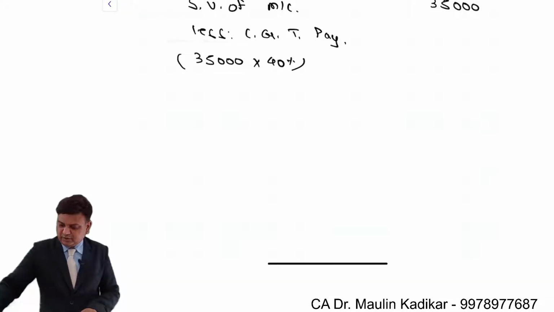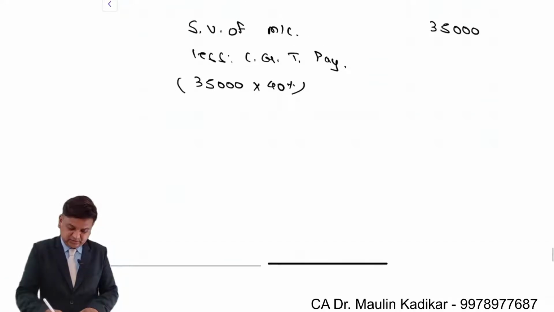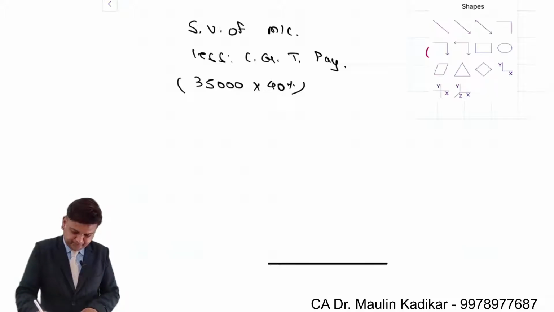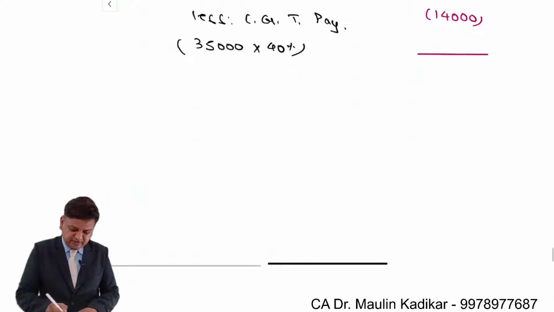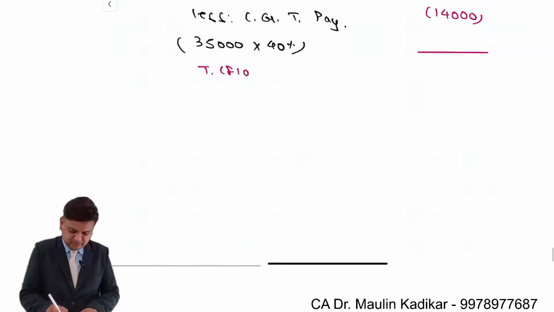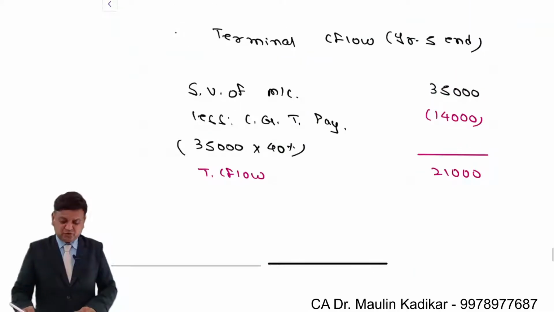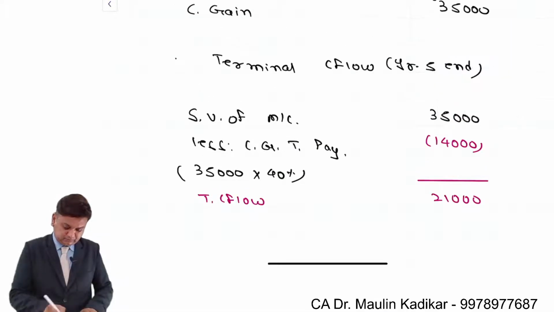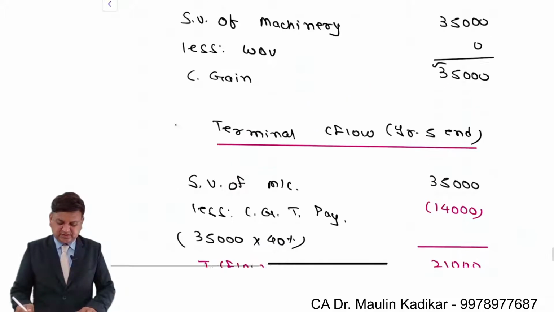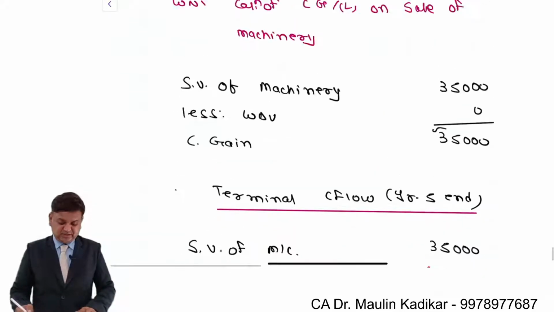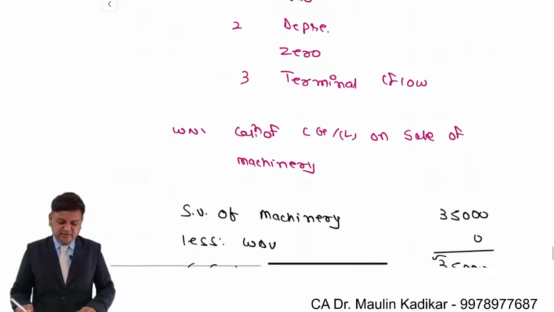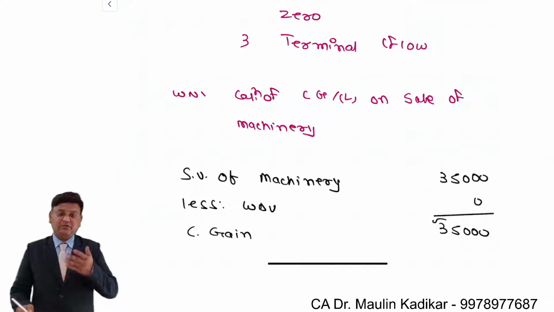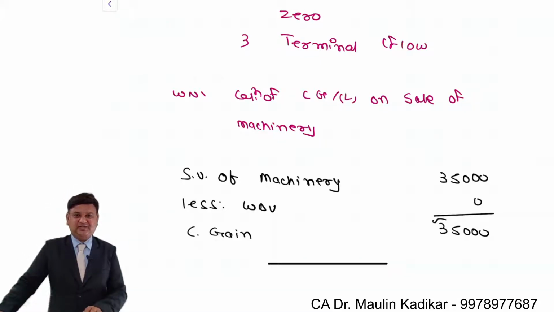So 35,000 into 0.4, 14,000. Based on that, we'll compute the terminal cash flow. It is 21,000. When is this 21,000 going to be received? Importantly, friends, it is going to be received at the end of the fifth year. This is the way the terminal cash flow will be found, step number 3. I want you to do step number 4 and step number 5 and put your answer in the chat box.